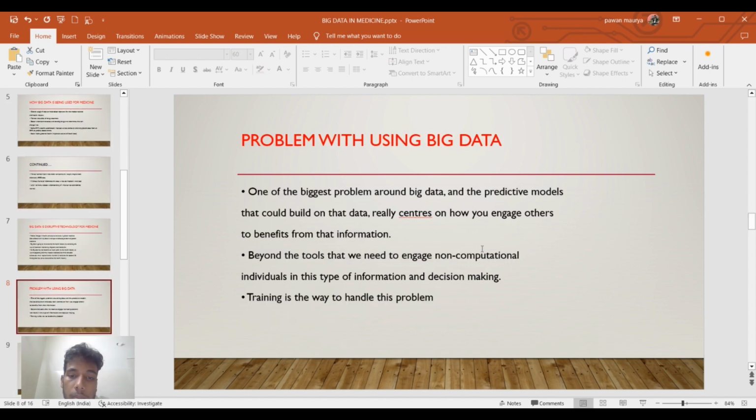Problems with using big data. One of the biggest problems around big data and the predictive models that could be built on that data really centers on how you engage others to benefit from that information. Beyond the tools, we need to engage non-computational individuals in this type of information and decision making. Training is the way to handle this problem.